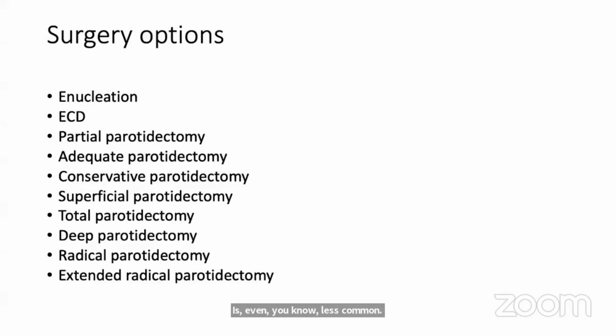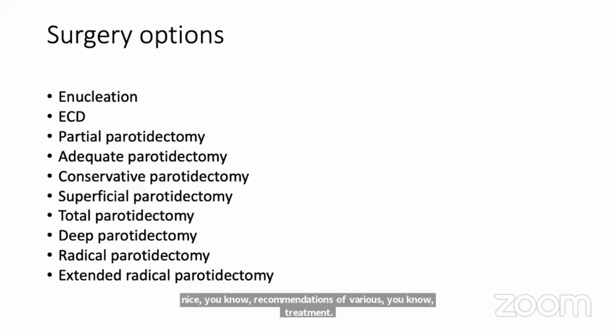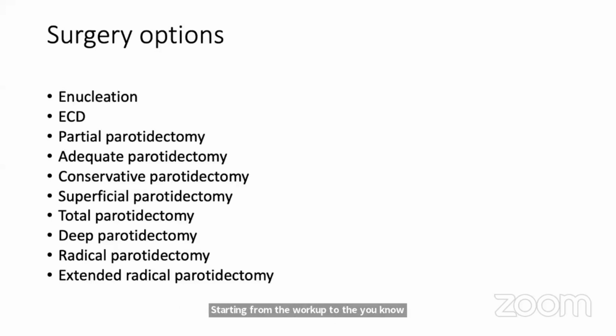I'll come straight to the surgical options. There are guidelines which tell you when to go in for surgery in various situations. The ASCO guidelines of 2018 give you nice recommendations for various treatments, starting from the workup to the treatment, the management in terms of investigations, surgical, adjuvant, and in the recurrent and metastatic setting. It's a beautiful publication which everybody can refer to.